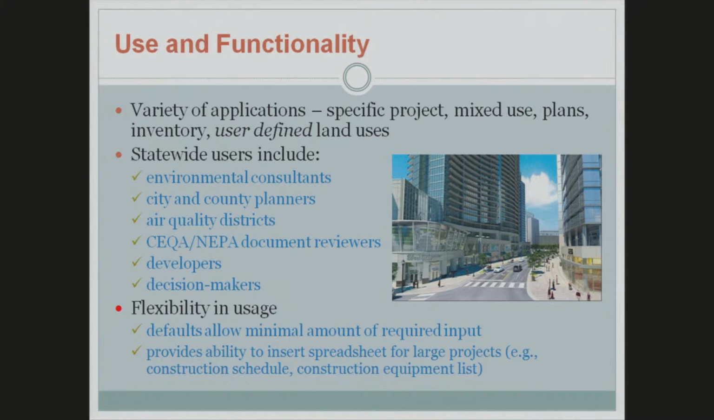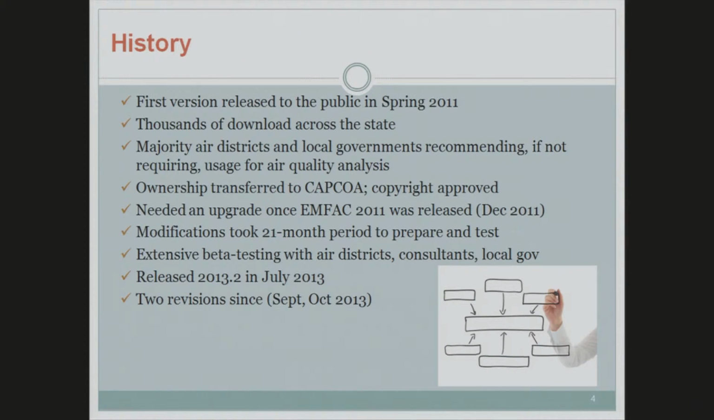Think of CalEEMod as one big calculator. It's a big computer spreadsheet that, once it gets whatever information in, can take that and make those calculations and give you those air quality analysis answers you're looking for.